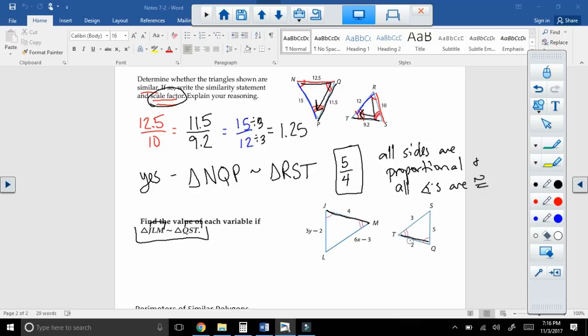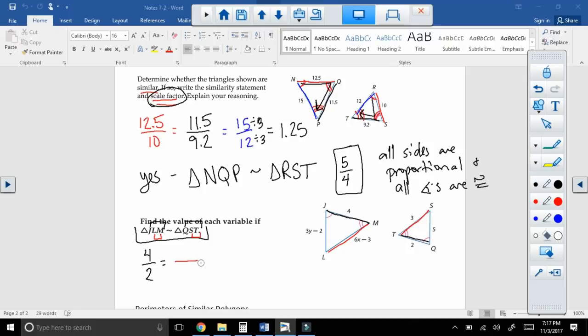So I actually know what that ratio is. That ratio is 4 to 2, and if you want to change that to 2 to 1, you could. And then for this next one, let's find LM. So LM corresponds with ST, so that's this one here.